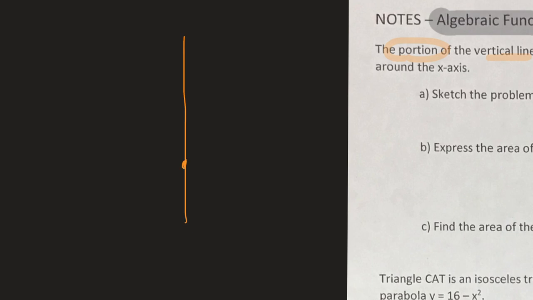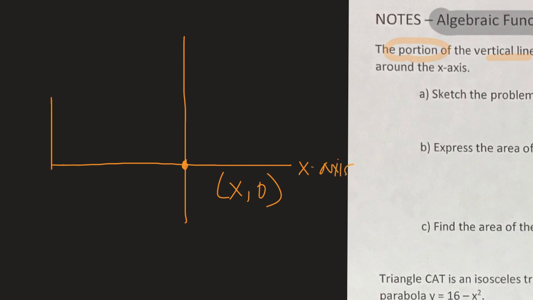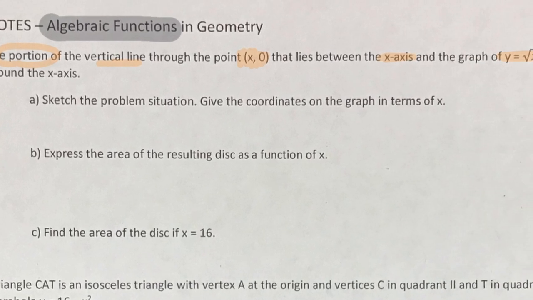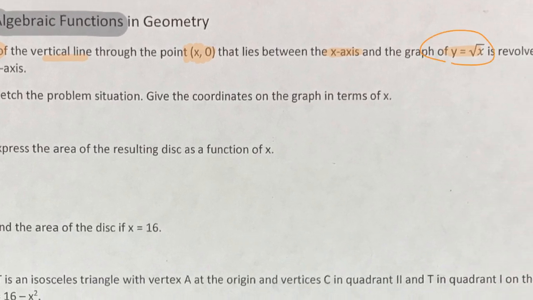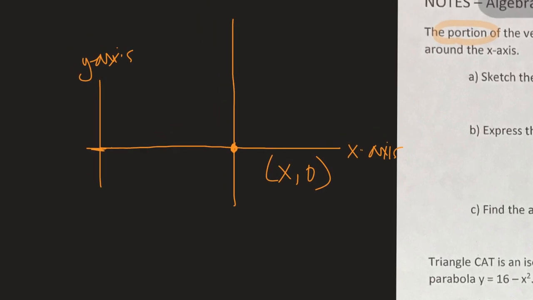right? And it goes through some point x comma 0, which means that's on the x-axis, because you wouldn't have a y value of 0 anywhere else. Okay, so this is the x-axis. And here's the y-axis somewhere over here, which we don't know about, right? We don't know how far this point is from the y-axis. We just know that there's some vertical line. Okay, so part of this vertical line is between the x-axis and this graph of y equals root x.